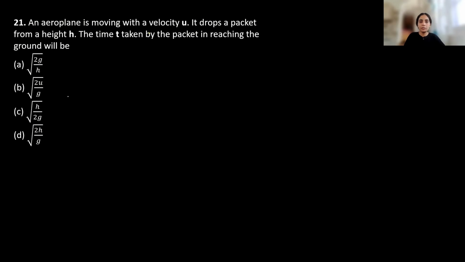Now, an aeroplane is moving with a velocity u. It drops a packet from a height h. The time t taken by the packet in reaching the ground will be? So the aeroplane is moving with what velocity? With u. It dropped the packet, so dropping means it is not giving it any velocity, but since it is coming out of a moving object, it will carry with itself the velocity of the moving object, but it will never carry the acceleration of that moving object.